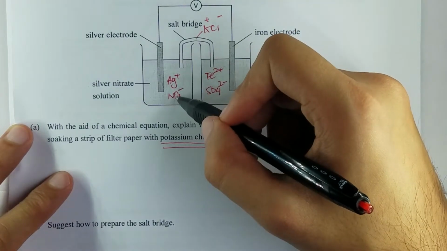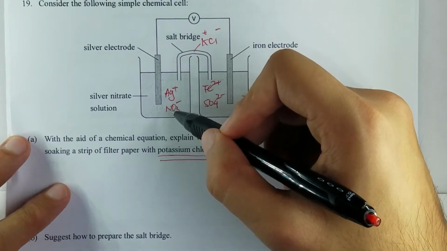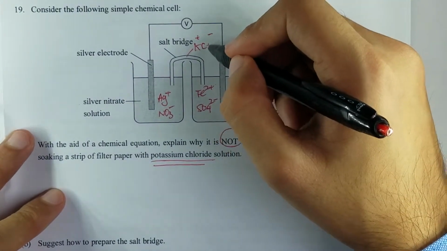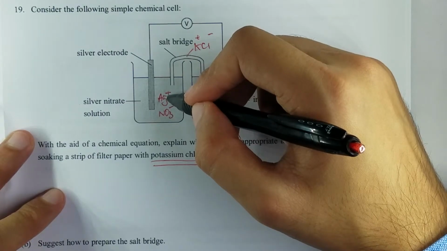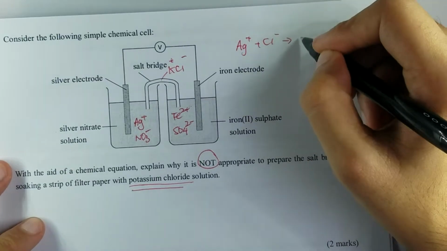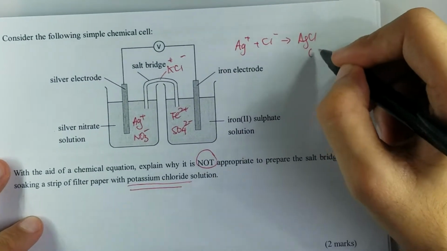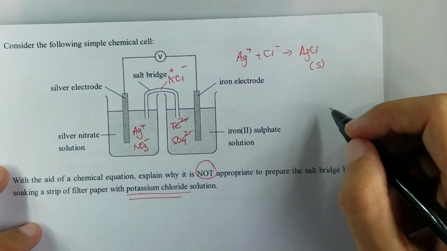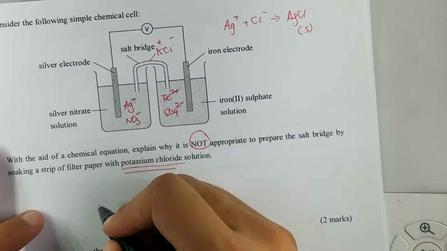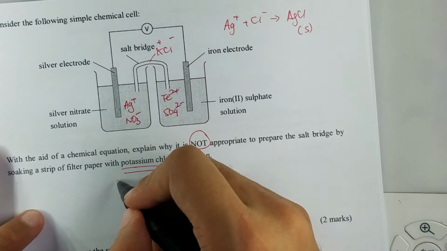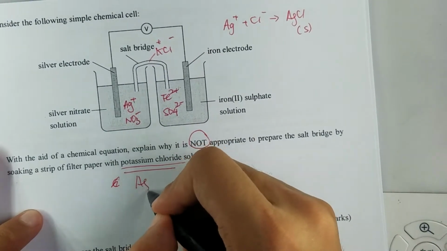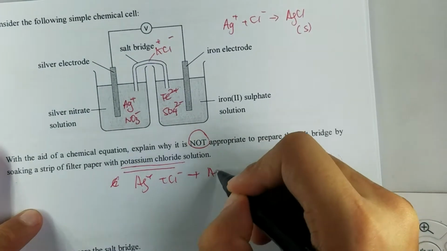Now potassium will react with nitrate to form potassium nitrate. Is there a problem? No problem. Potassium with sulfate? No problem. Now what about chloride with silver ion? If you remember this particular reaction, silver plus chloride will form silver chloride, and this is a solid, white precipitate. So that's the reason why we do not add it, because chloride ions will be formed. So basically you have to write this equation, which is Ag+ plus Cl- will form AgCl.